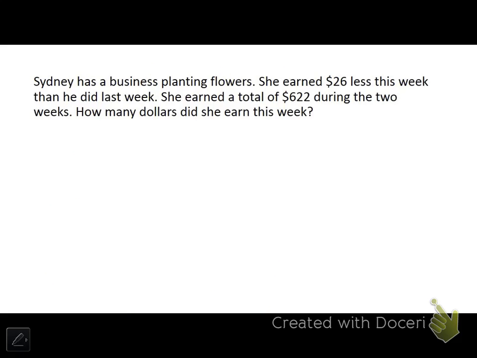Okay, Sydney has a business planting flowers. She earned $26 less this week than she did last week. She earned a total of $622 during the 2 weeks. How many dollars did she earn this week?